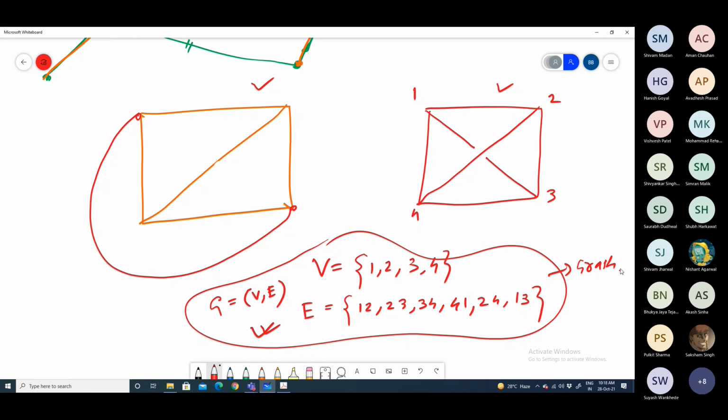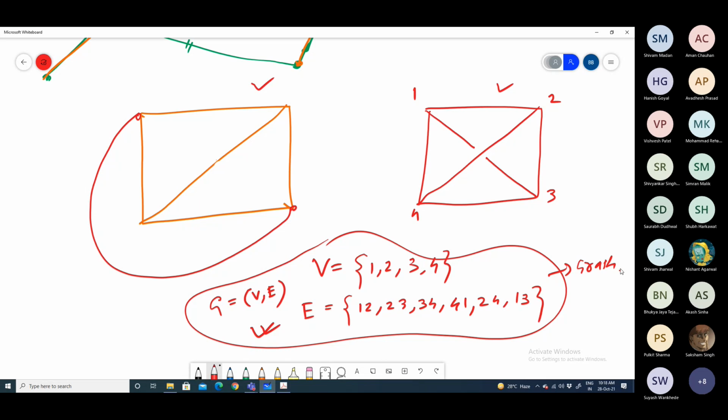Okay, and this graph can be drawn on a plane with no intersection on edges. So therefore, it is a planar graph. Is that clear? Yes. So therefore, it is a planar graph.